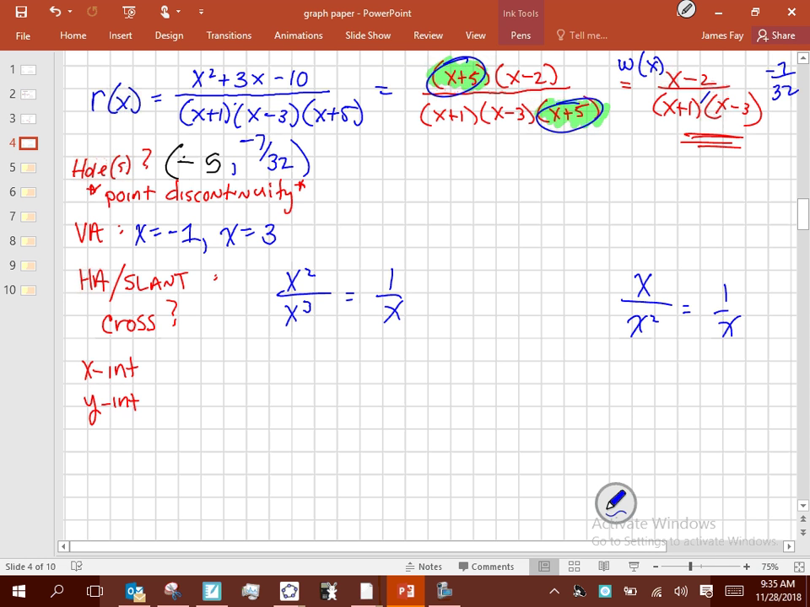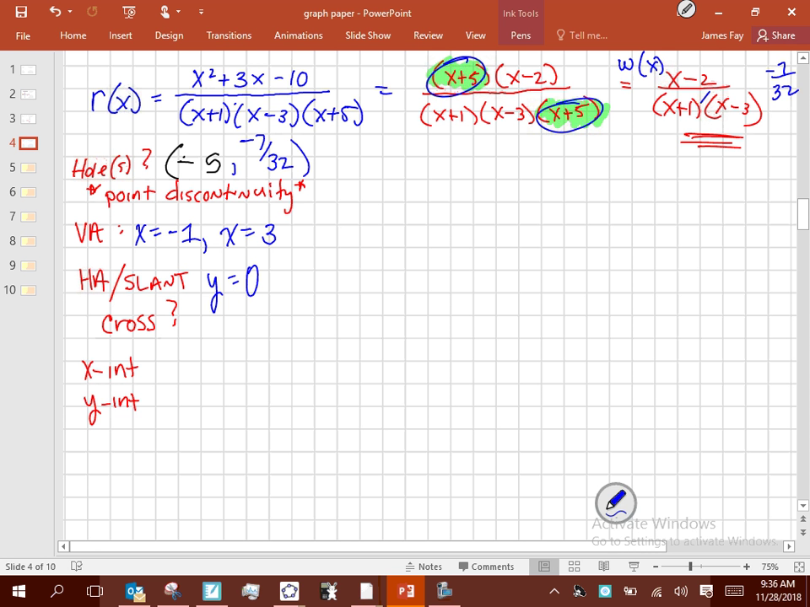Where's my horizontal asymptote here? Y equals what? Y equals 0. I'm left with an x in my reduced comparison of my leading terms. I plug x in, x gets really, really big. I get 1 divided by a really, really big number. Gives me 0. Okay. Now the question is, do I cross it?